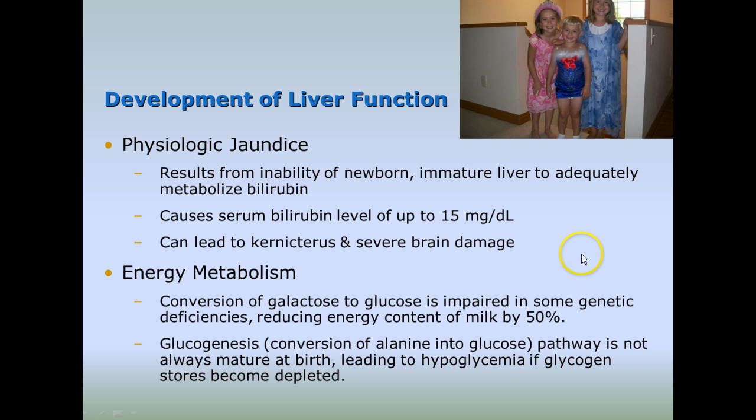Jaundice, okay, we talked about this: the inability to convert unconjugated to conjugated bilirubin, the liver has a hard time doing that. We see serum bilirubin levels of up to 15 milligrams per deciliter, which could cause kernicterus or brain damage. So that's when they put the baby under the billy lights to try and break down some of those things.